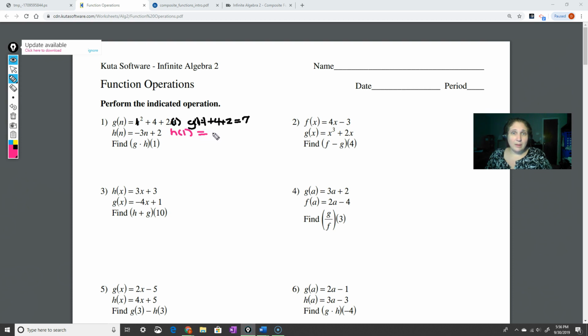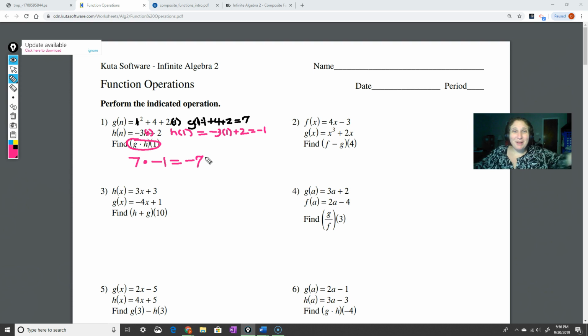What does that equal? Well, let me substitute in negative 3 times 1 plus 2, because all I did was make this times 1. Negative 3 times 1 is negative 3. Negative 3 plus 2 is negative 1. Now it says multiply those two numbers together. 7 times negative 1 equals negative 7.